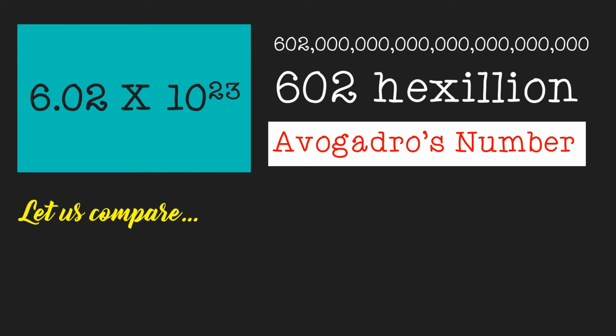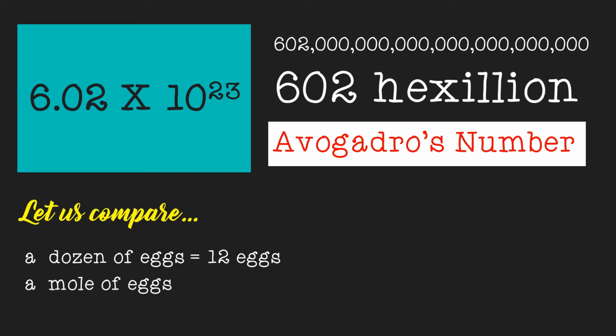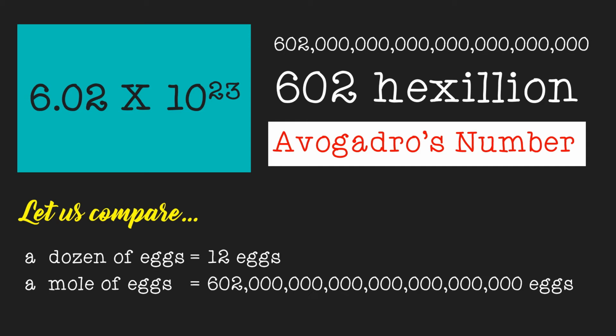Now let us compare mole to units we use daily. A dozen of eggs has 12 eggs. A mole of eggs has 602 hexillion eggs. Can you imagine how many eggs are there?